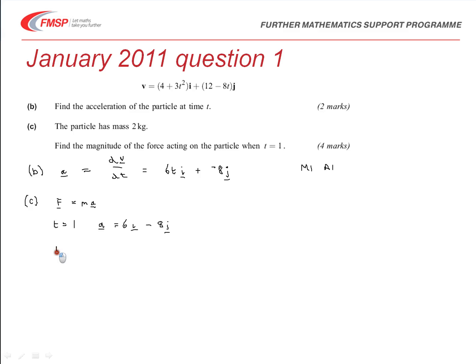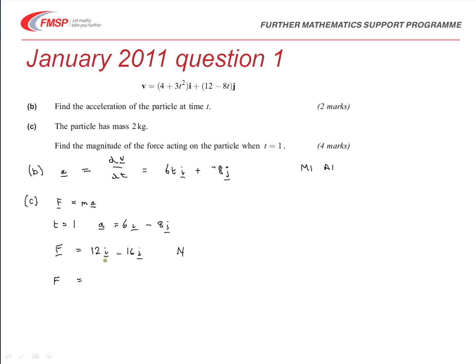I'm going to do it as a vector first. So the force will be equal to, multiplying through by 2, 12i minus 16j, and that will be in newtons. And then to get the magnitude of that force, so that's just F, or F as a vector with parallel lines either side, to give you the magnitude.